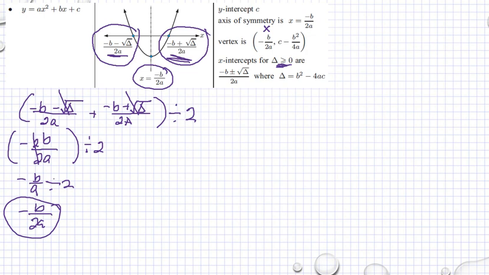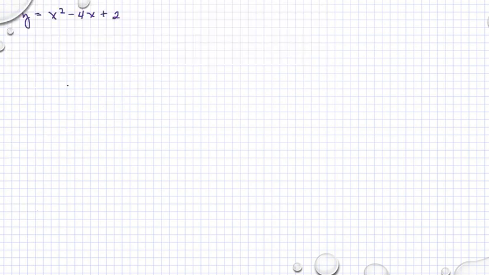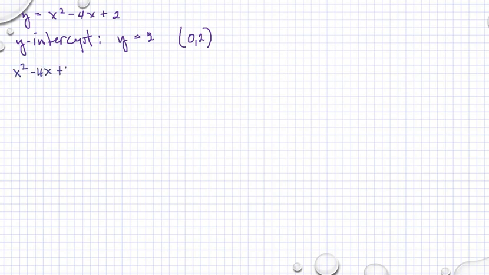For example, here is an example where you want to find the y-intercept. When x is equal to 0, then y is equal to 2. So our y-intercept is (0, 2). Then we have one point already. And then our roots: we have x squared minus 4x plus 2 is equal to 0.